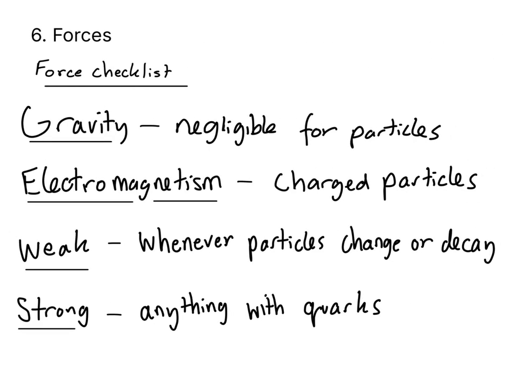Finally, a quick guide to which force is responsible for what. Gravity is negligible at the particle scale, so we ignore it. Electromagnetism acts between charged particles. The strong force acts on anything made of quarks, so baryons and mesons, but never leptons. And the weak force is the force of change. Whenever something decays or transforms into something else, that's the weak interaction at work. And leptons can only ever interact via the weak force or electromagnetism, never the strong.